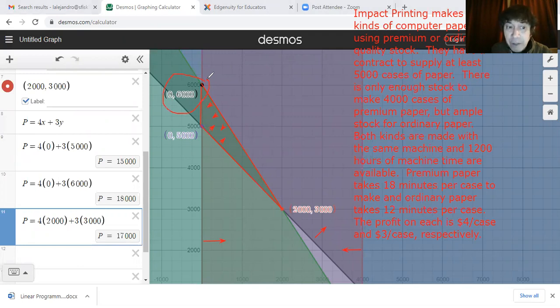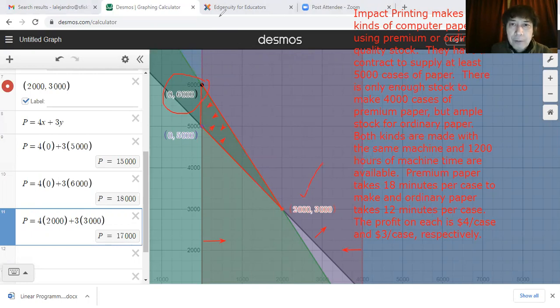A difference of 1,000 only compared to the 2,000 and 3,000 over here. So our answer is 18,000 maximum profit. Let's go back to our screen. Our maximum is 18,000 at 6,000.